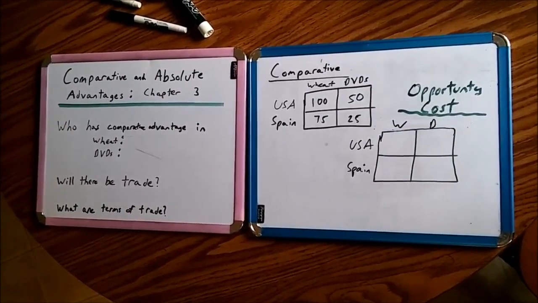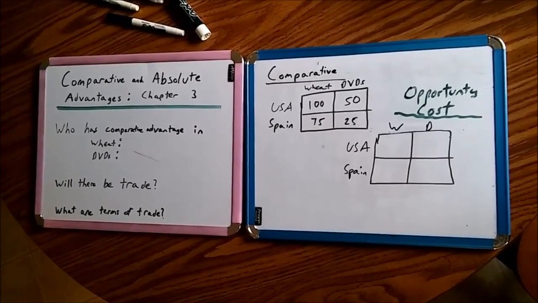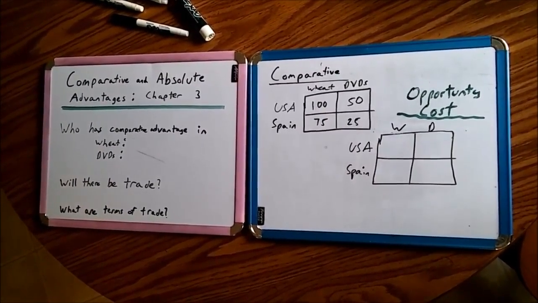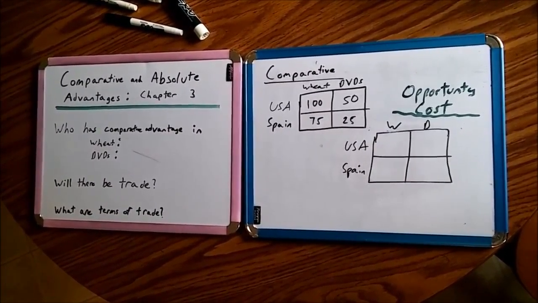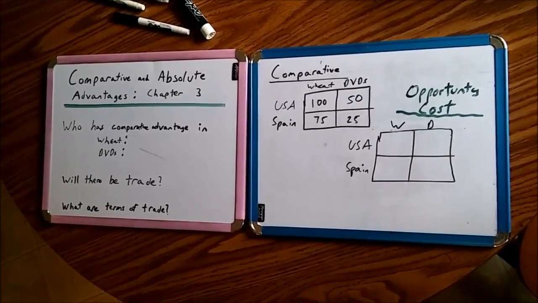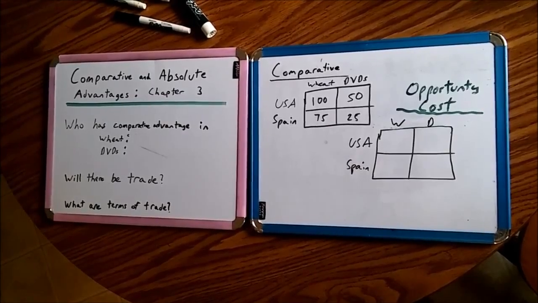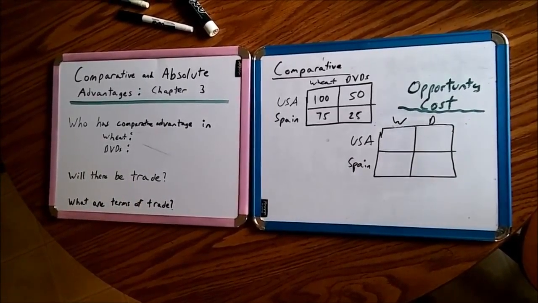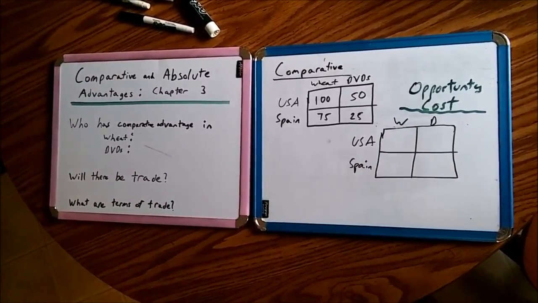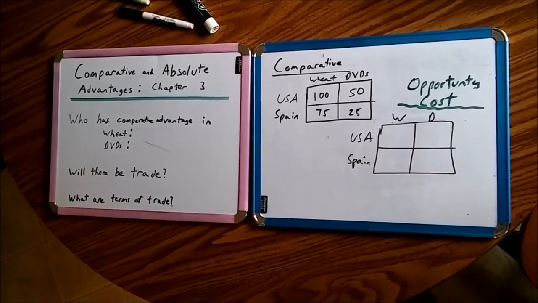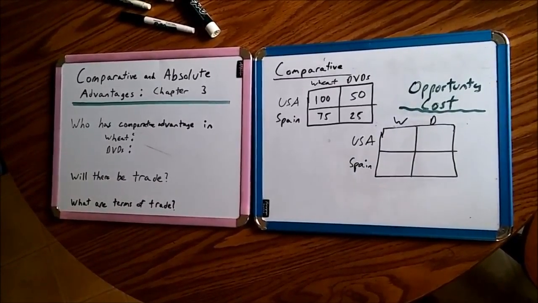Each country's opportunity cost is basically saying if you wanted to produce one more of a specific good, let's say that you were producing 50 wheat and 25 DVDs, and you wanted to produce one more DVD, you would have to give up some amount of wheat in order to produce another DVD. And that's what we're going to compare, your opportunity cost.